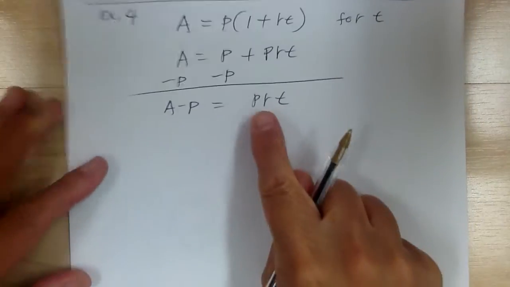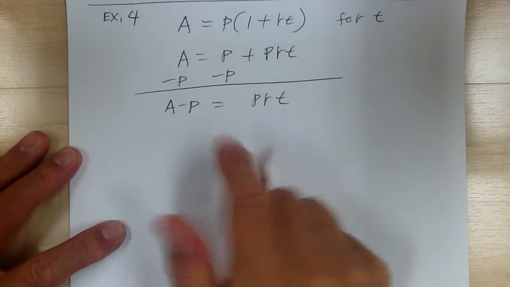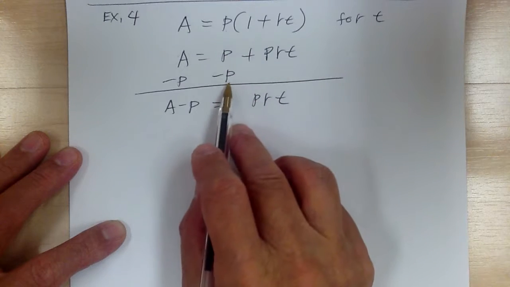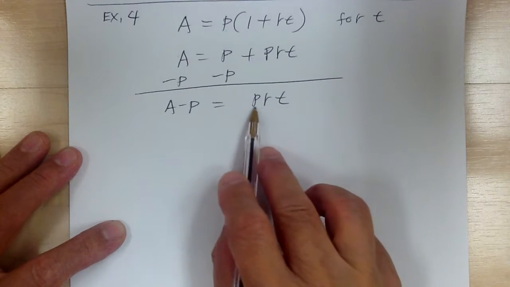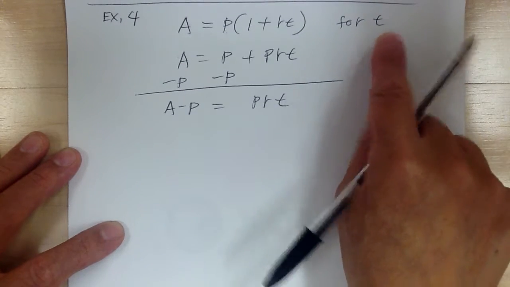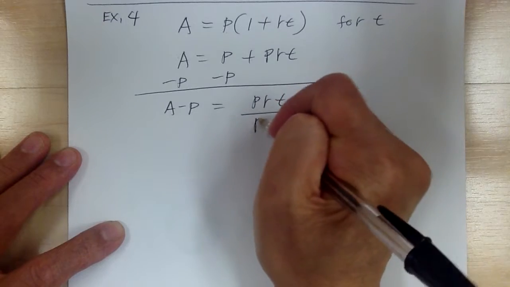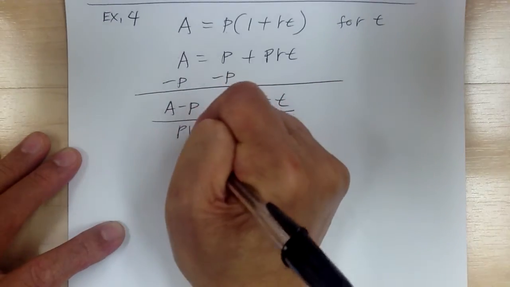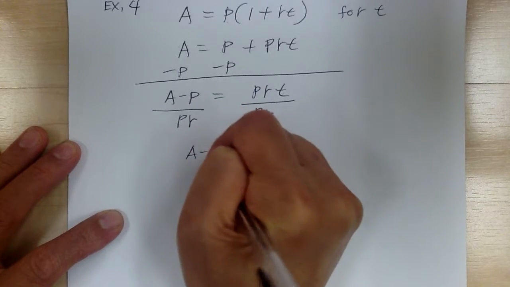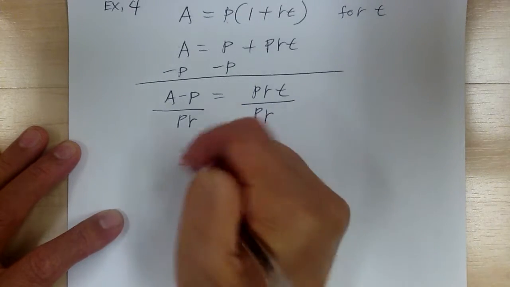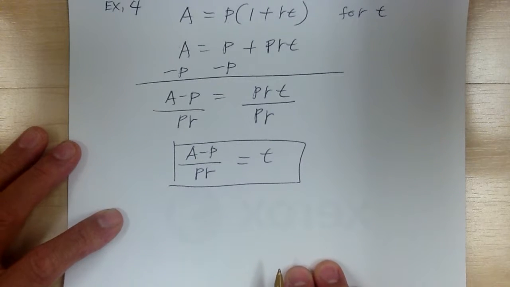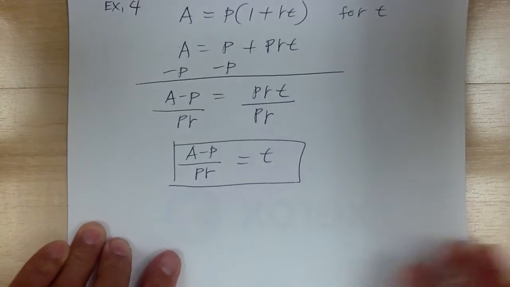And then next, you have to get rid of the p and the r. So you have to do the opposite. See, this is addition. So to get rid of addition, you do the opposite. So you do the subtraction. To undo the multiplication, you have to divide, right? So you're solving for t, so you want to keep the t. So you have to divide by pr. So you got t equal to a minus p over pr. And that's it. Okay, let's go to example 5.